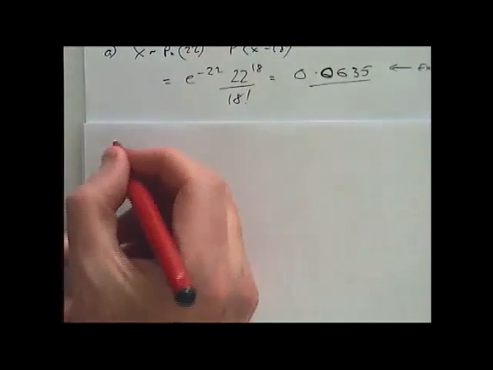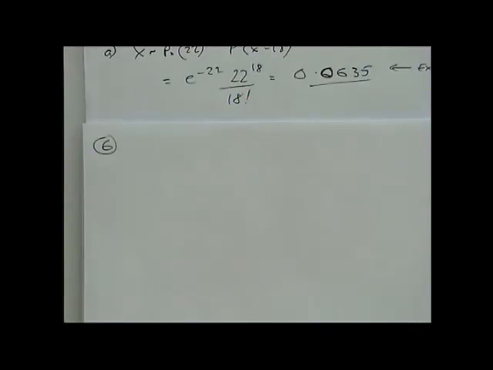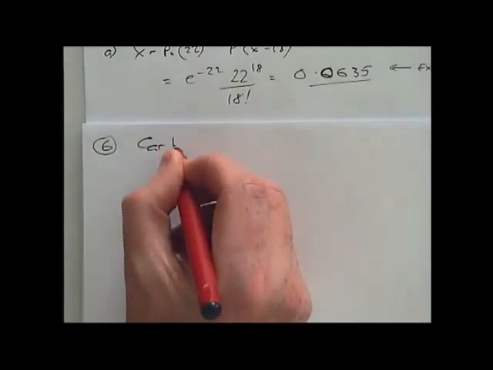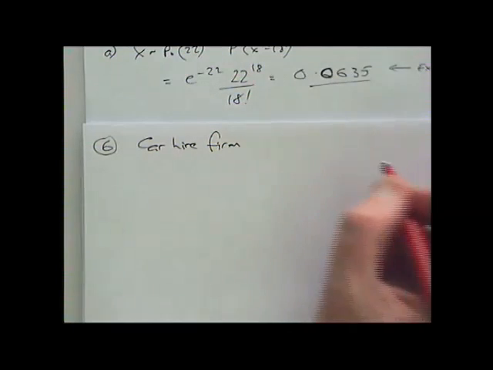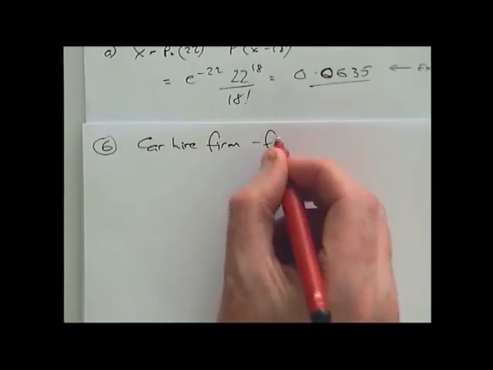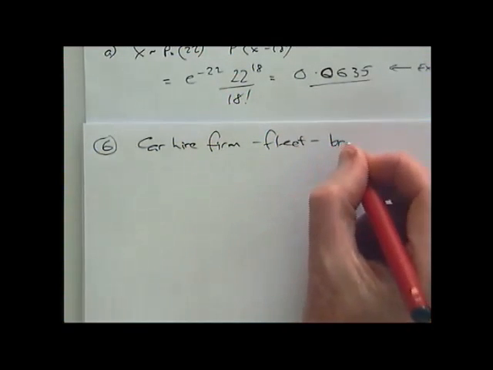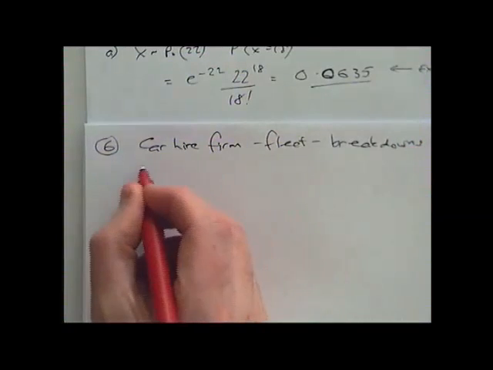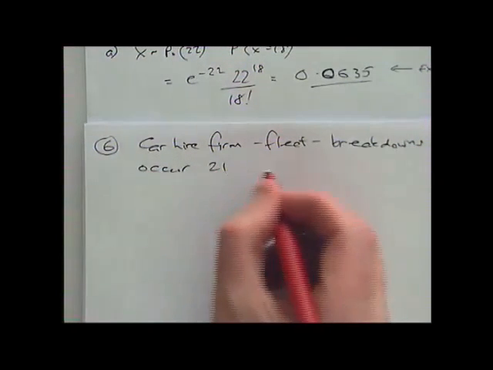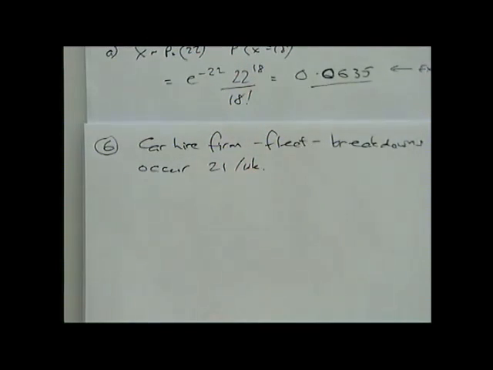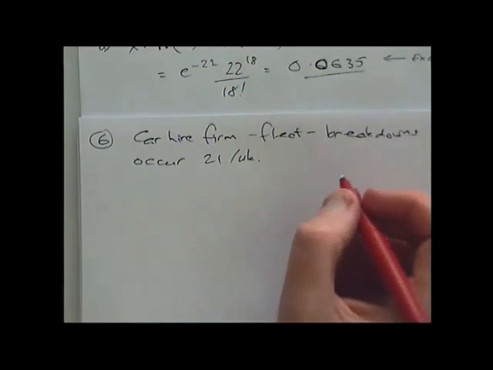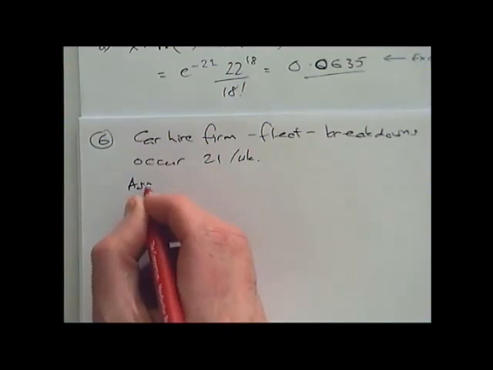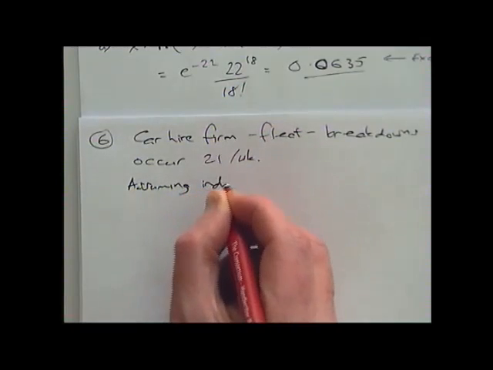Okay, so the next example, I'm going to call it number 6, is a car hire firm that knows that in its fleet, so a car hire firm has a fleet of cars, and it knows that breakdowns occur at an average rate of 21 per week, assuming that the breakdowns occur at a constant rate and independently of each other. So, assuming independent breakdowns.